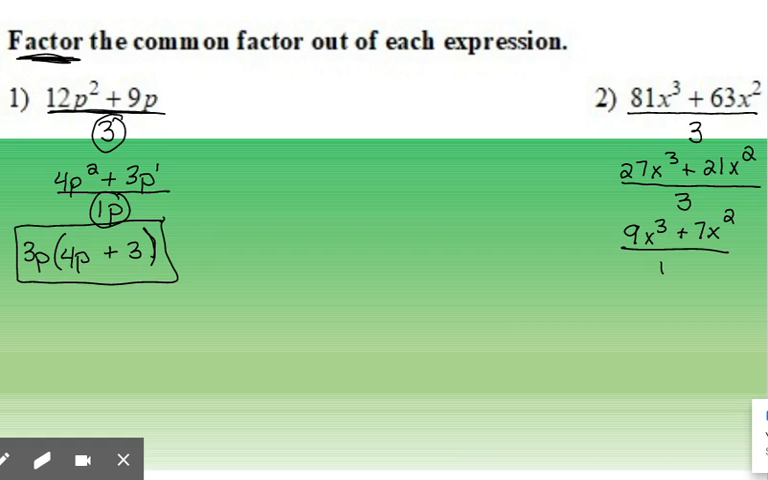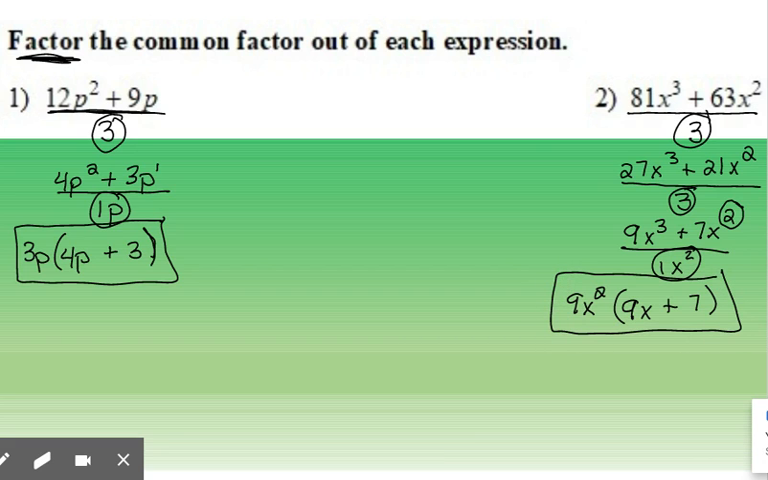I have x to the third and x squared. Well, that means I have x squared that I can divide out. You always go with the smallest exponent. So for this one, when I divide out x squared, I'm going to get 9x plus 7. Now remember, all these things I divided out are going to get multiplied and put in front. You're basically doing the opposite of the distributive property. 3 times 3 times 1x squared is 9x squared.